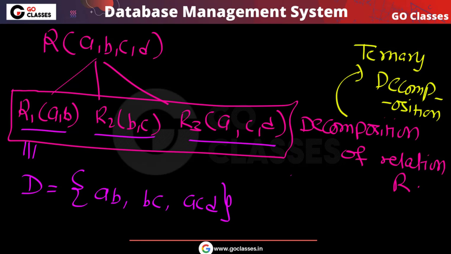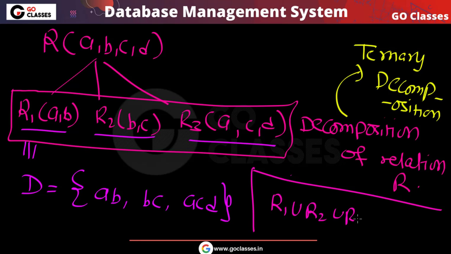Now, what is the property of decomposition? In a decomposition, attributes must always be preserved. Whatever decomposition you take, if you take R1 union R2 union R3, meaning the union of all the attributes in R1, R2, and R3, then you will get all the attributes of R. This is called the attribute preservation property, and it is a mandatory condition for any decomposition.